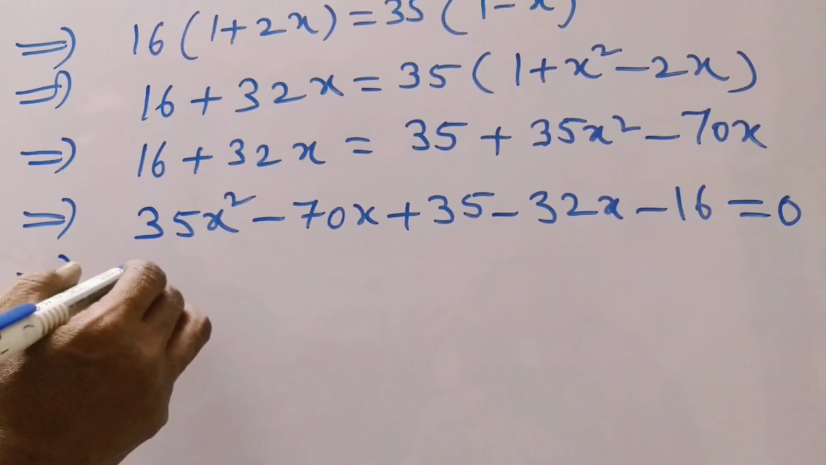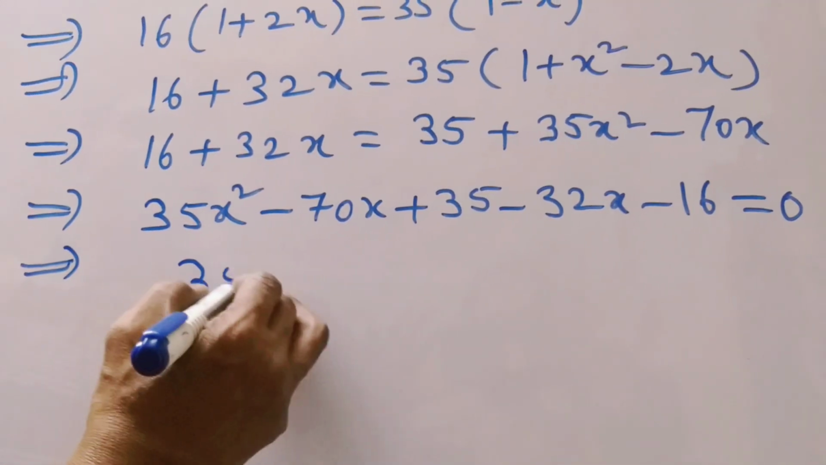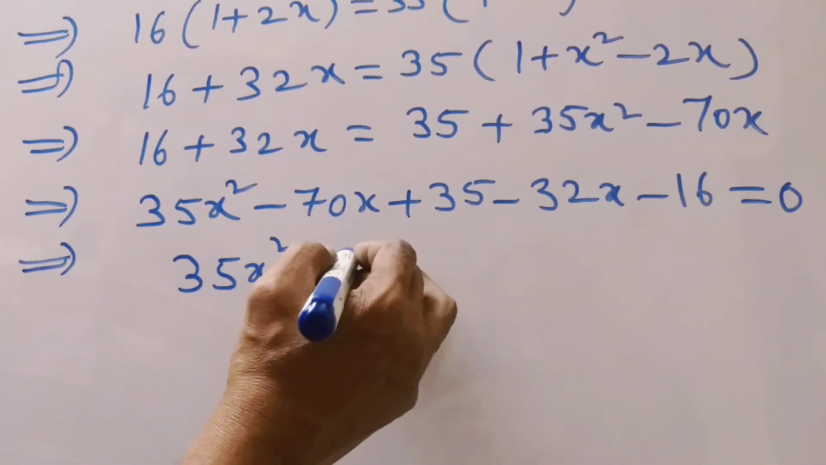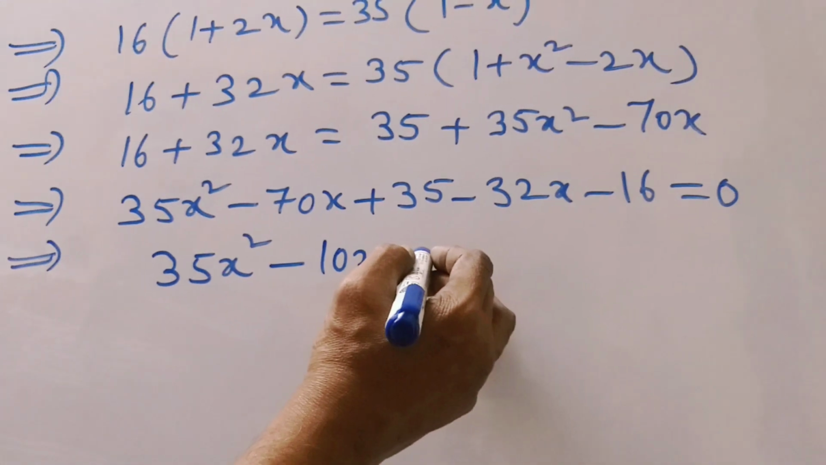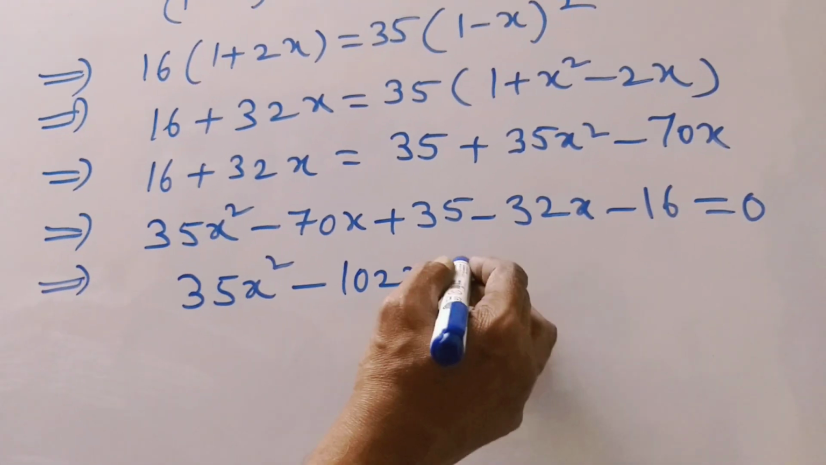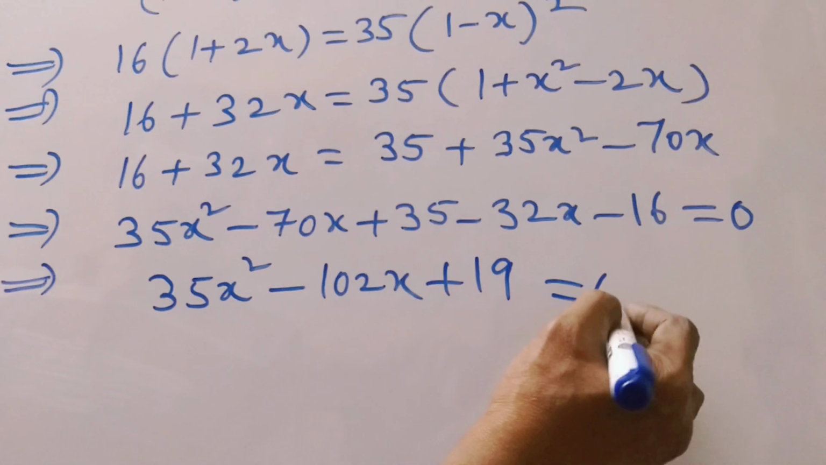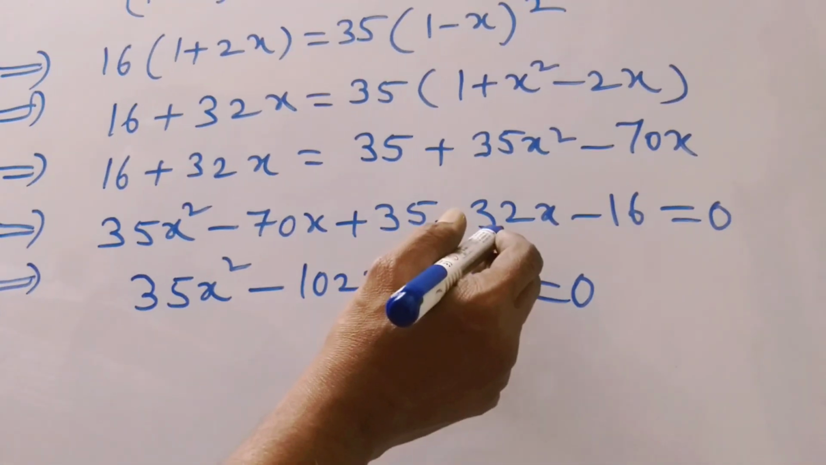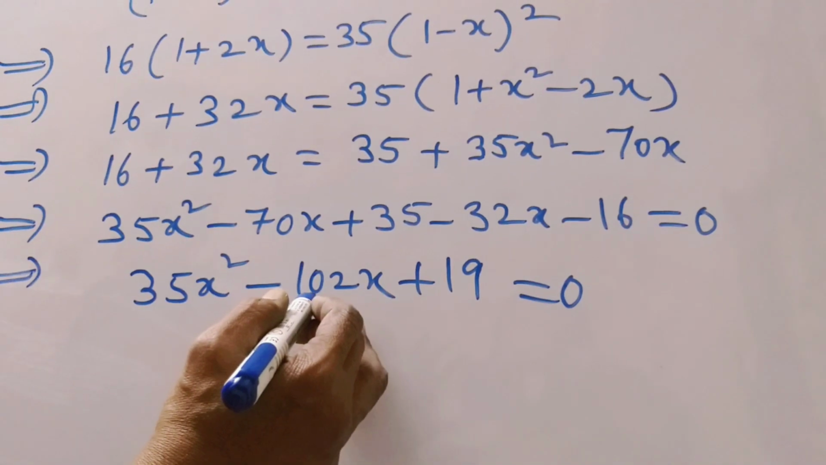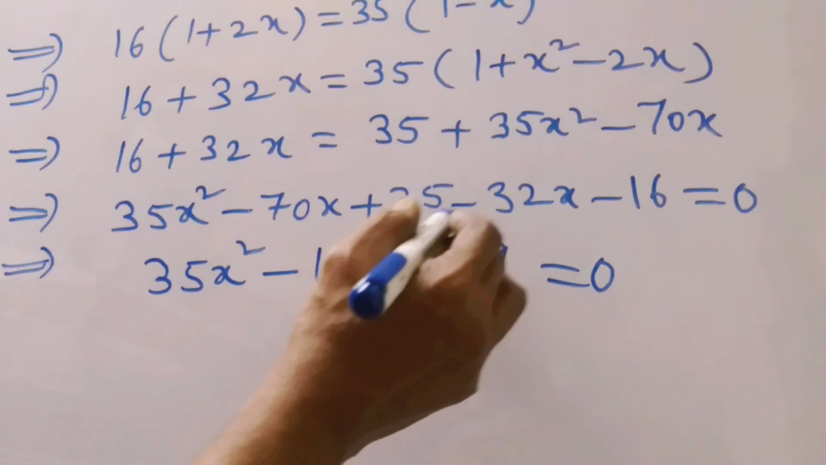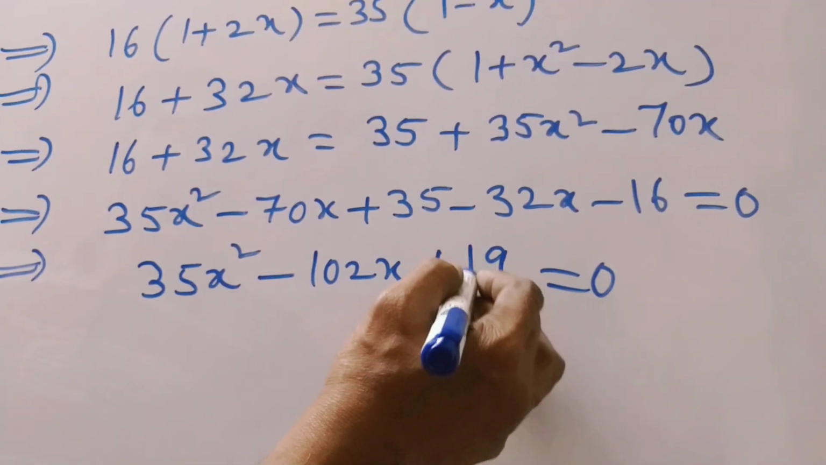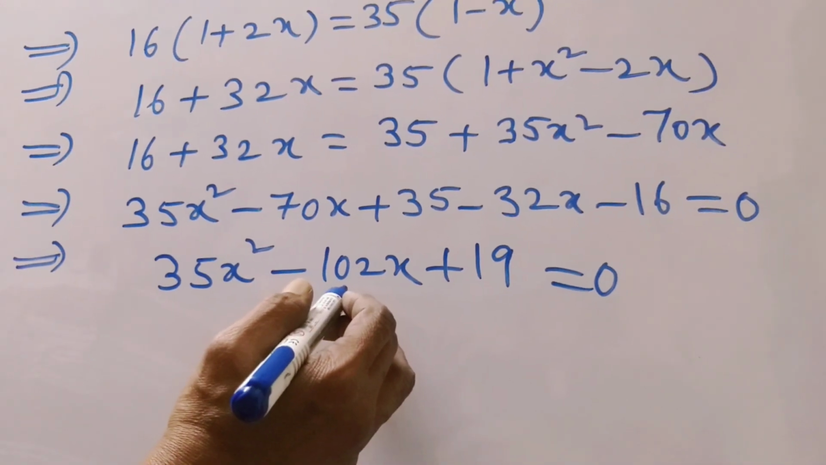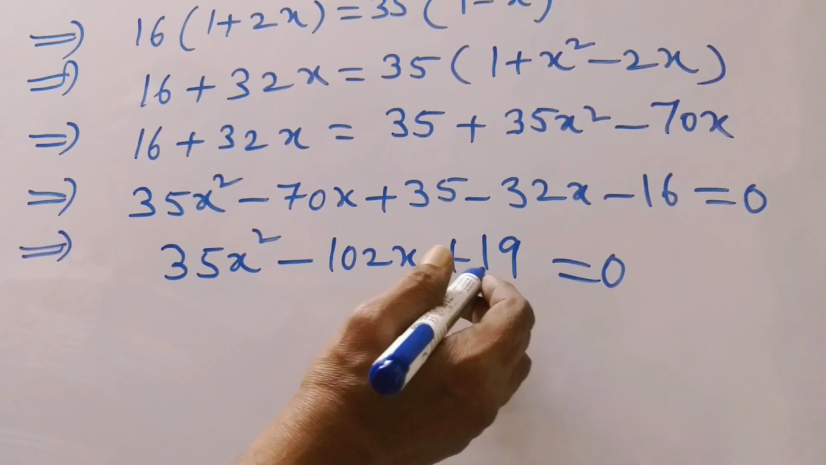So 35x square minus 102x plus 19 is equal to 0. Minus 70x minus 32x becomes minus 102x, and plus 35 minus 16 becomes 19. So 35x square minus 102x plus 19 is equal to 0.